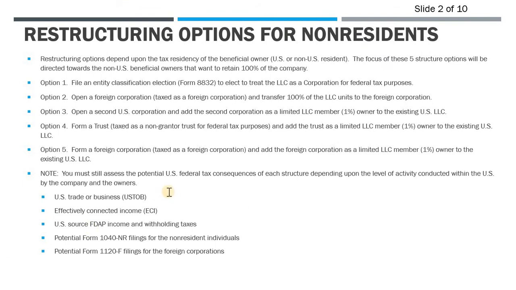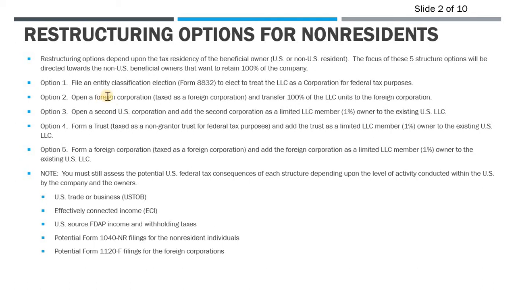Okay, so what are some of the restructuring options? I've got 5 in front of us. Now, the restructuring options are going to depend upon the tax residency of the owner, whether it's U.S. or non-resident. These 5 options are going to be directed towards non-U.S. owners. Okay, so if you're a U.S. person and you have a single member LLC that's disregarded, you can still use these options, but I've laid these out directly for non-resident owners that are setting up Amazon seller accounts, for example.